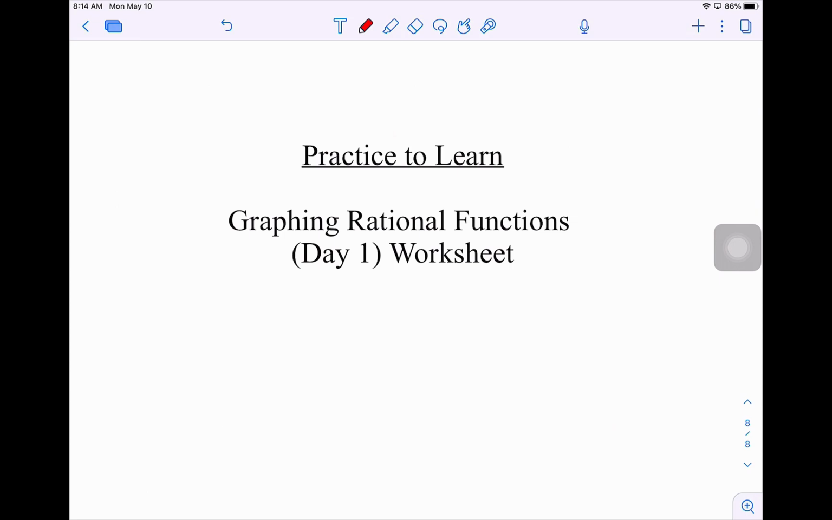We're only going to add one thing in tomorrow as we move forward: the idea of holes in the graph and things along those lines. So work on this. Come with some questions tomorrow. We'll see where you're at.